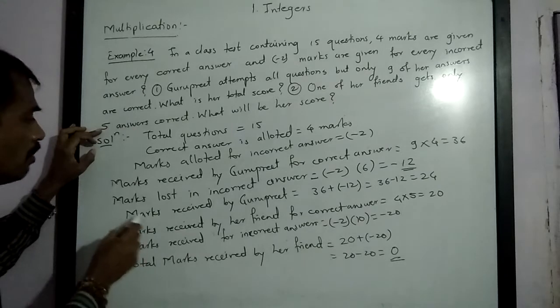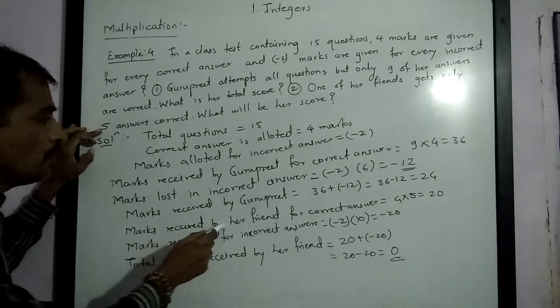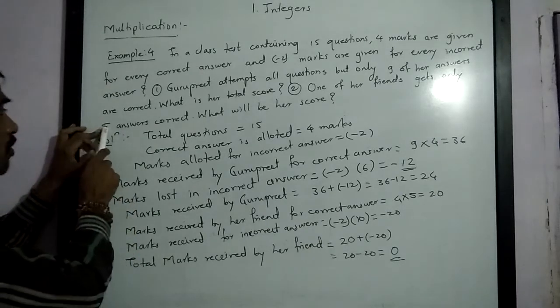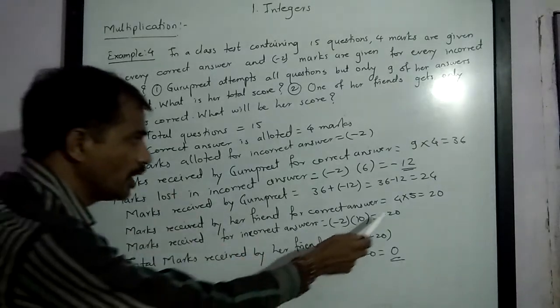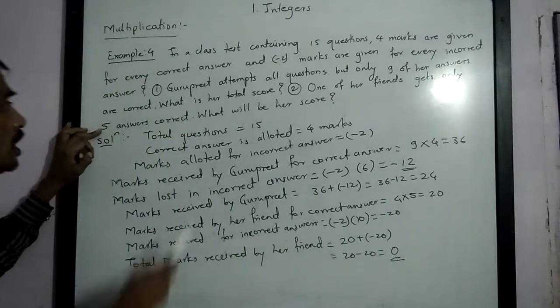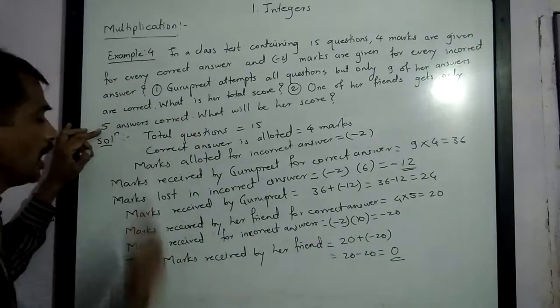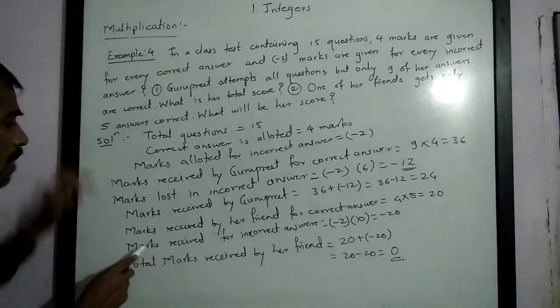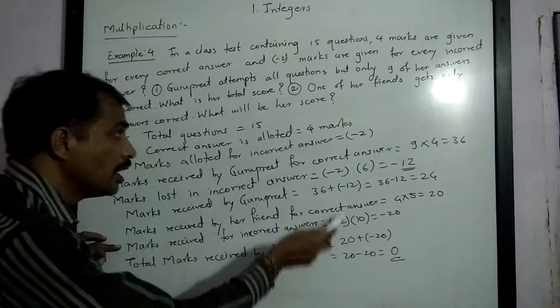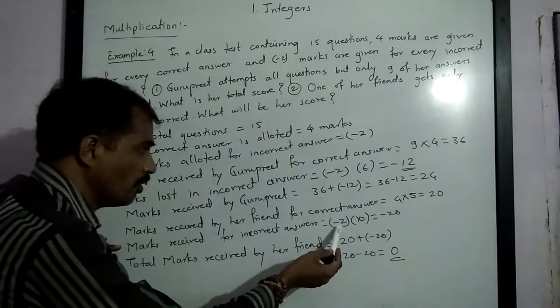So this will be marks received by her friend for correct answer. Every correct answer gets 4 marks, and her 5 answers are correct, so she will get 4 into 5, that is equal to 20 marks for the correct answer. But she will lose some marks for incorrect answer. Now marks lost, marks received for incorrect answer. Incorrect answers are 10, and she gets negative 2 marks for every incorrect answer.